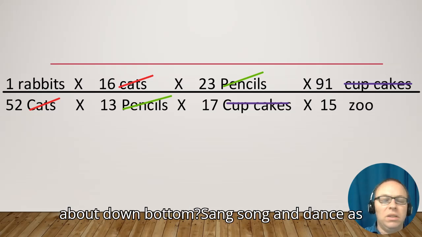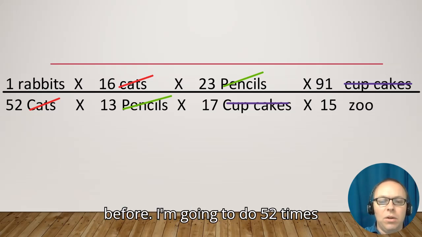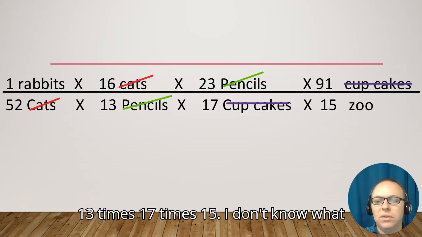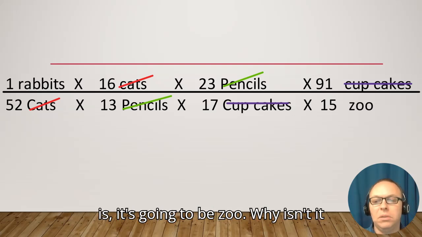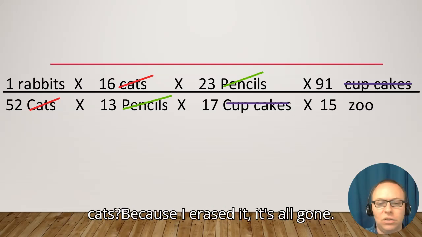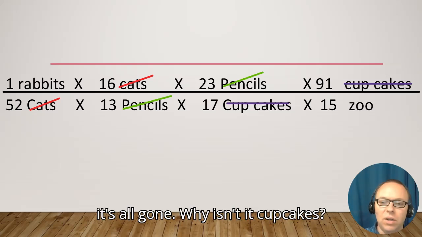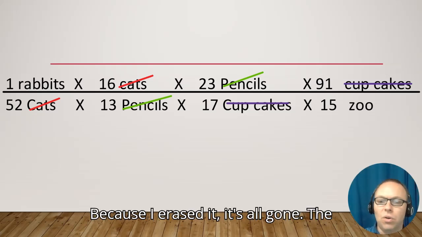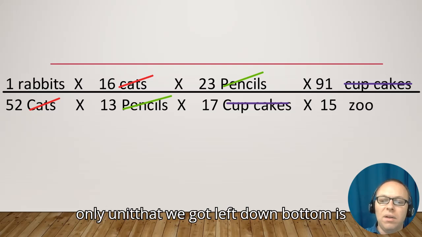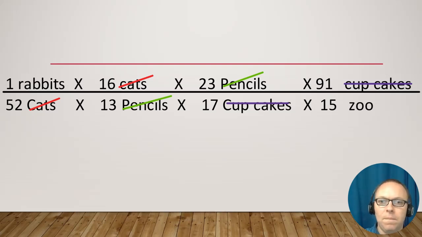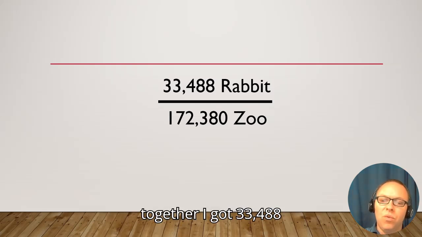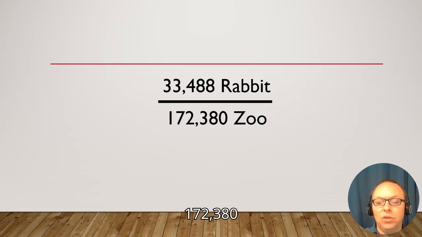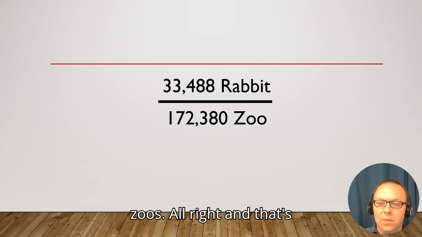Now what about down bottom? Same song and dance as before. I'm going to do 52 times 13 times 17 times 15. I don't know what that number is, but whatever that number is, it's going to be zoo. Why isn't it cats? Because I erased it. It's all gone. Why isn't it pencils? Because I erased it. It's all gone. Why isn't it cupcakes? Because I erased it. It's all gone. The only unit that we got left down bottom is zoo. That's it. So when I multiplied all those numbers together, I got 33,488 rabbits all over 172,380 zoos. Alright, and that's how you do it.